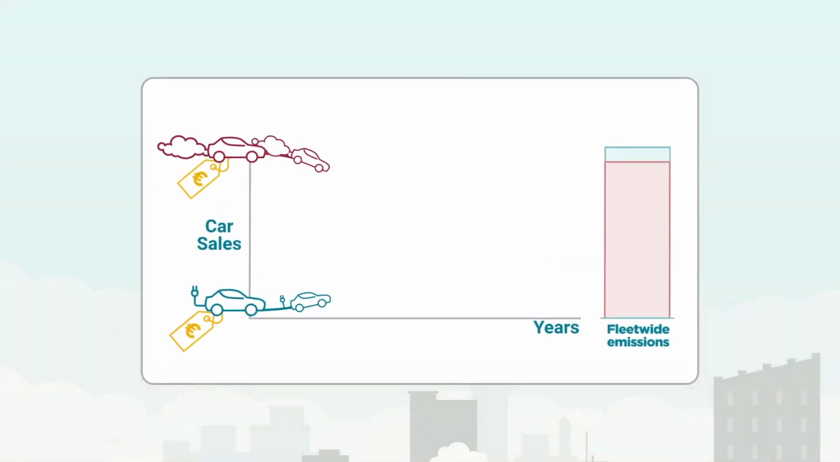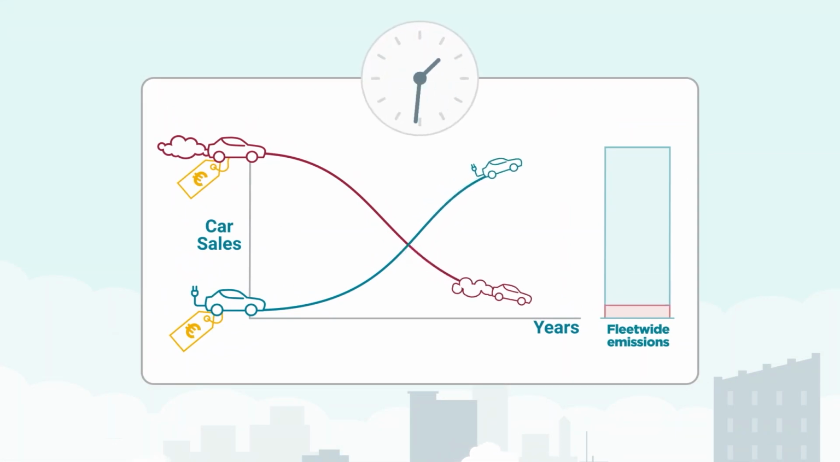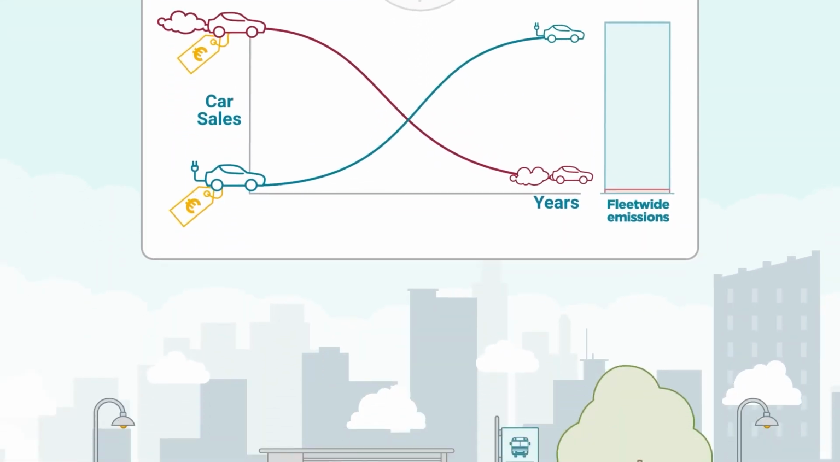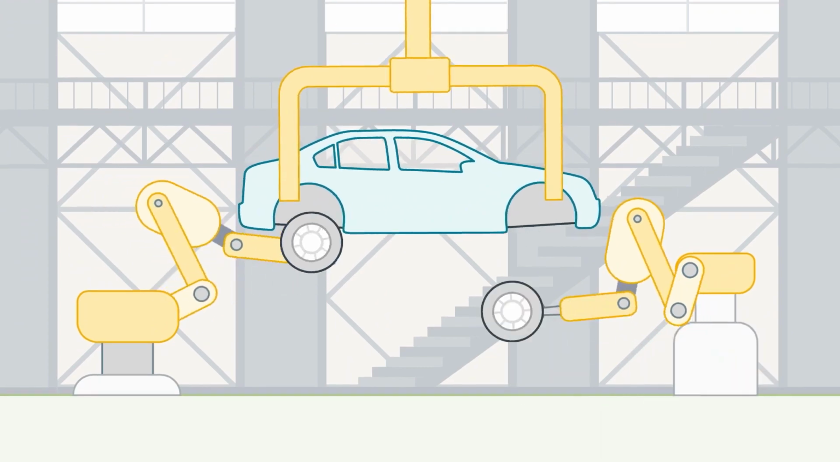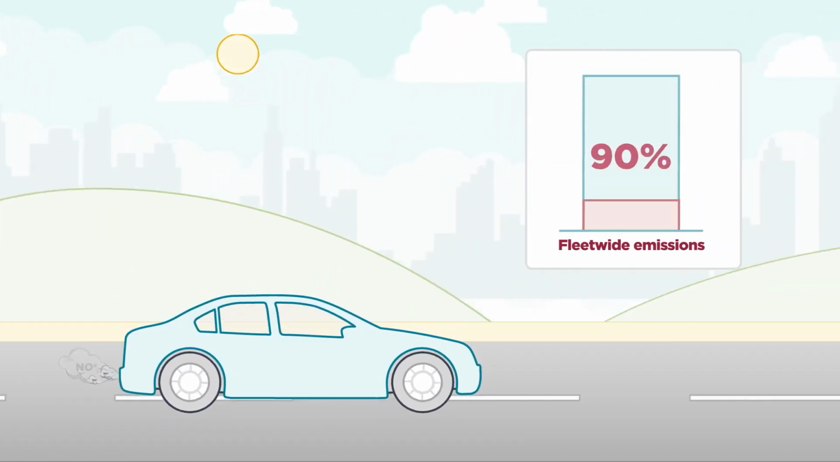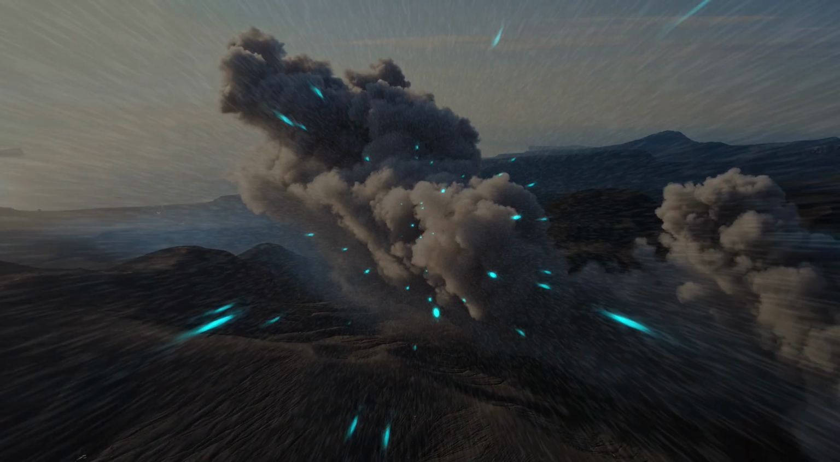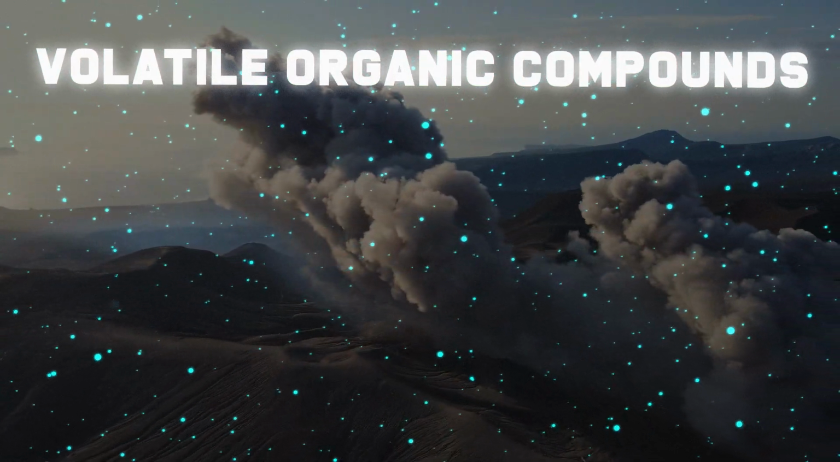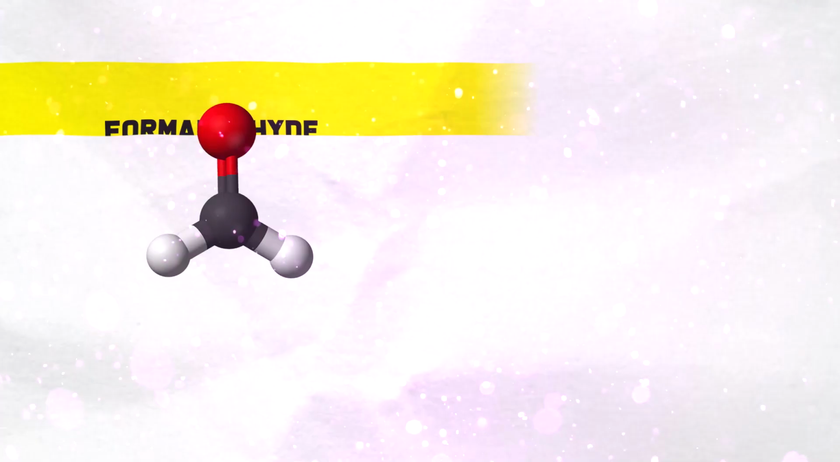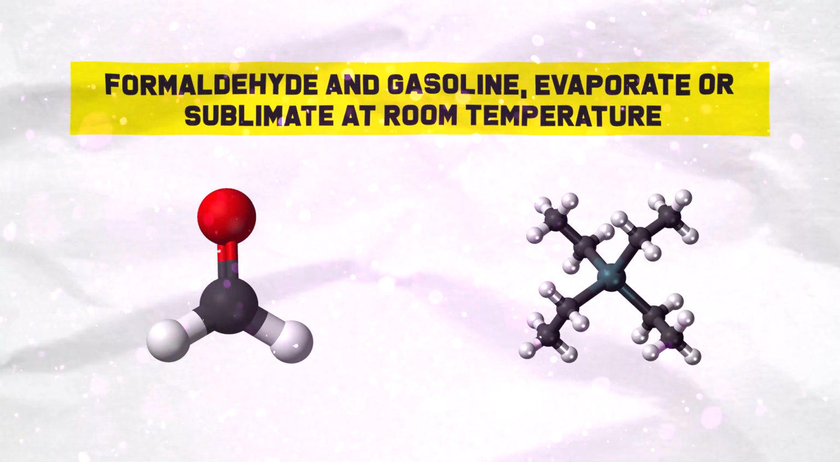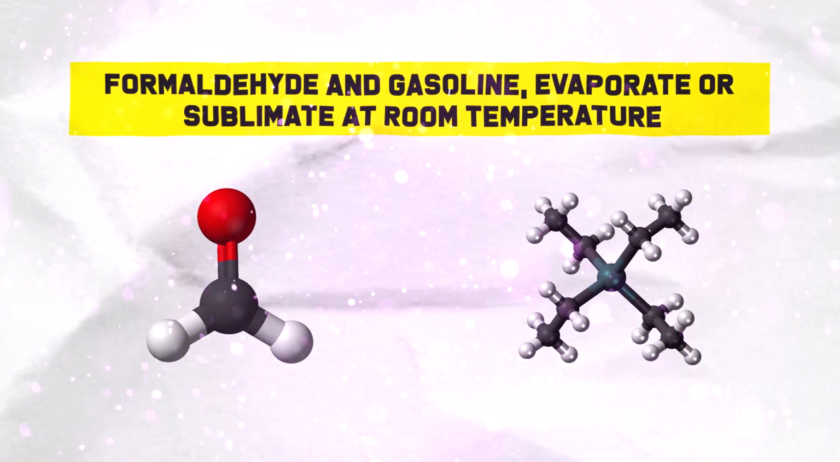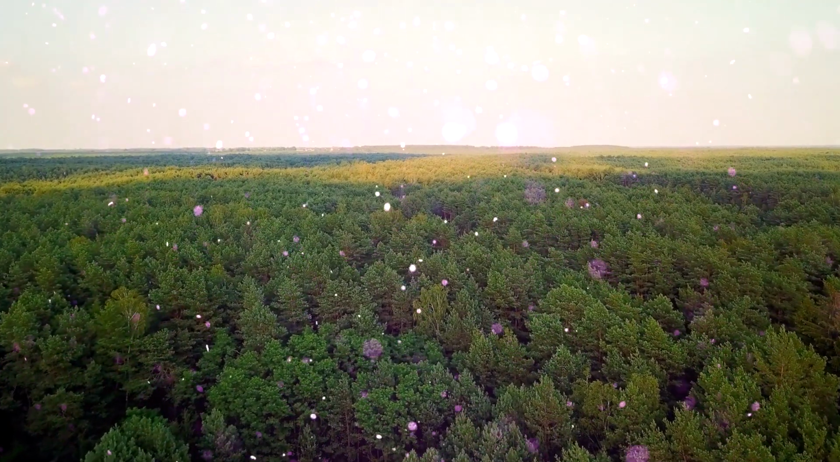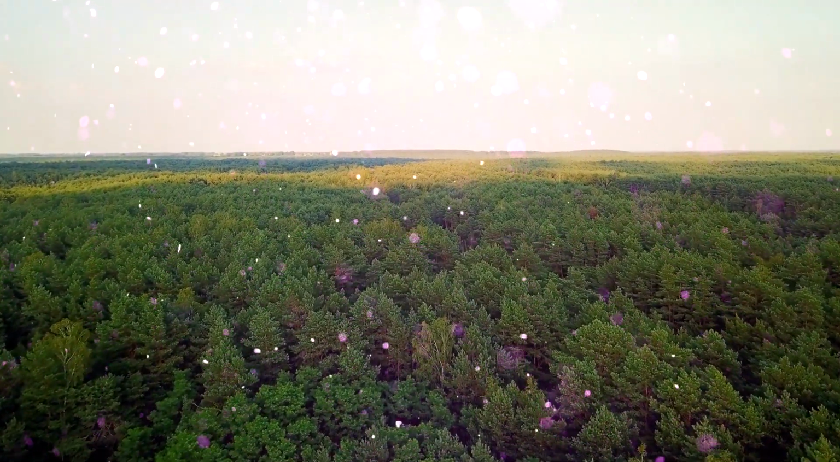However, there's hope. By decreasing the emission of nitrogen oxides from vehicles, we can reduce the concentration of ground-level ozone in our cities. However, tackling this issue isn't just about handling nitrogen oxides. Volatile organic compounds, or VOCs, also play a significant role. These compounds, such as formaldehyde and gasoline, evaporate or sublimate at room temperature. Trees, nature's lungs, are also a surprising source of VOCs.